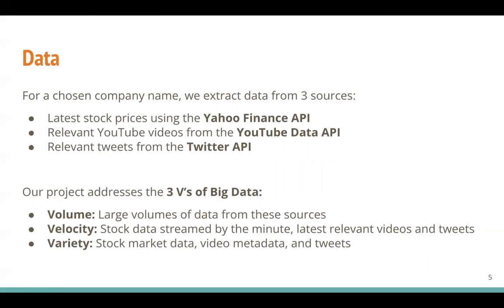Our project addresses the three V's of big data: volume, velocity, and variety. Volume is addressed because we are accessing large volumes of data from these sources. The stock data that we use in this project is streamed by the minute, whereas we are also querying latest relevant videos and tweets. So velocity is addressed here. And finally, we're using different types of data, that is stock market data, video metadata, and tweets. That addresses the variety component of big data.